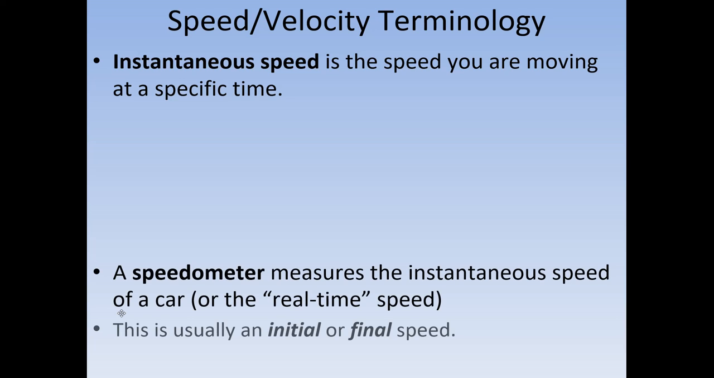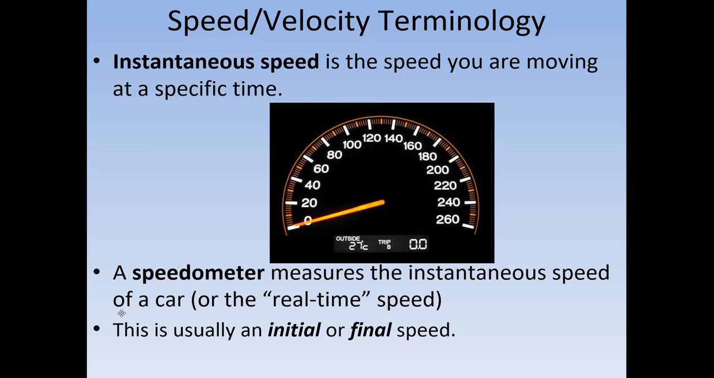Some brief terminology that I want to mention: instantaneous. So we have different types of speeds that are going to pop up. One of them is an instantaneous type speed. That's just a speed that you're traveling at a very specific moment in time. Speedometers, motion detectors, radar guns, these typically record relatively instantaneous speed, your real time speed.